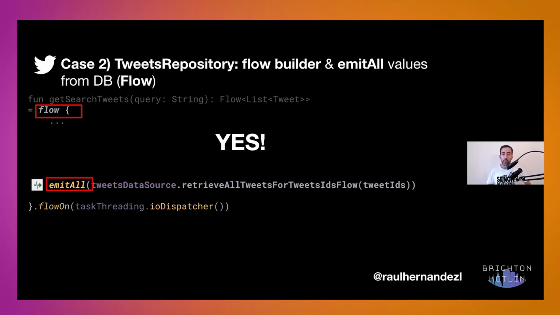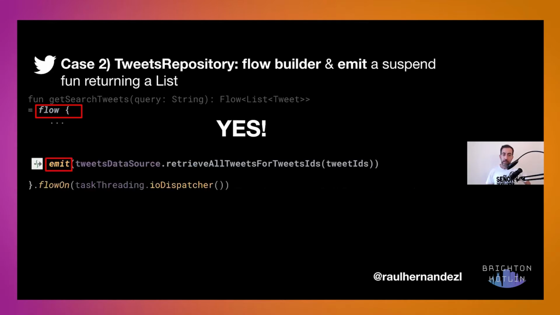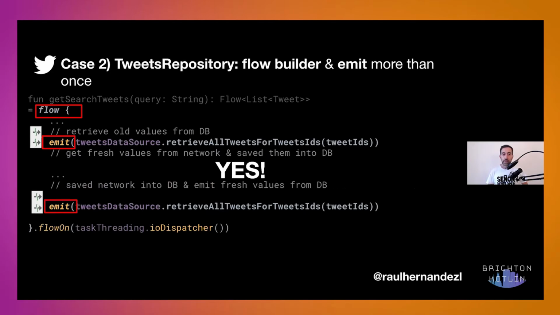Then the flowOn operator is going to be the one responsible for making sure that the block for the flow is using the IO dispatcher, the input-output dispatcher for our coroutines. Then this is also valid. We could use the flow builder with a single emission. That means a suspend function there as well. Another possibility is emitting, first of all, the values that we have, the dirty values from the DB. And then if we refresh those values from the network, we can emit again. So we return this flow with a list of tweets.